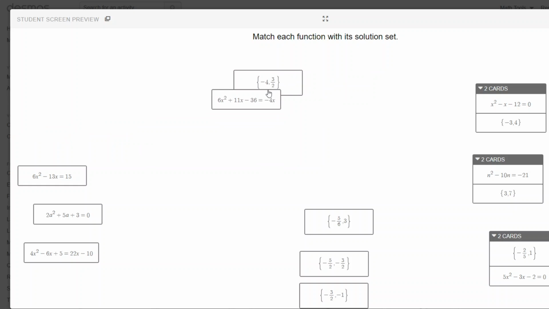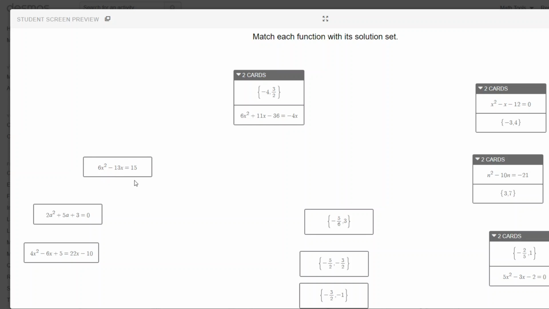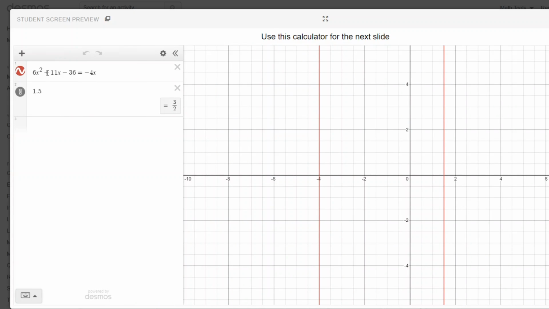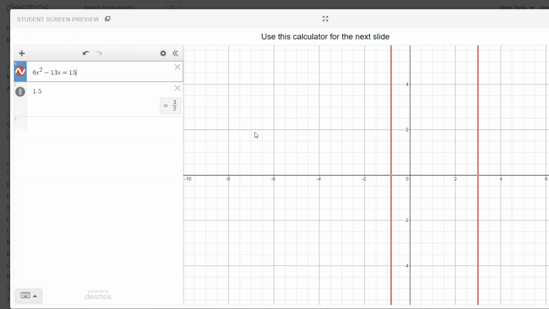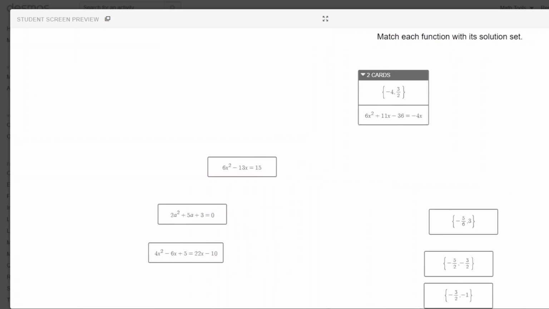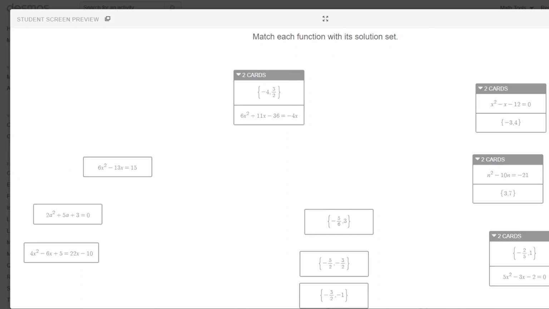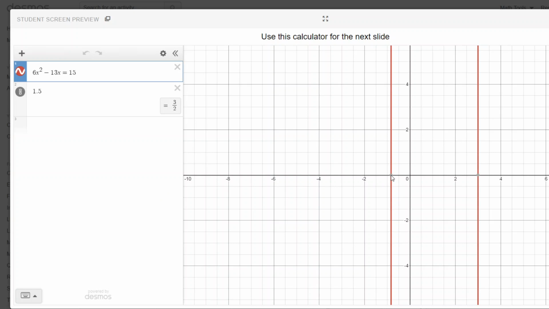-4 and 3/2. And I think at this point you could probably go ahead and try some of the other ones. This one might prove slightly problematic. I think this is this one here, so I'm going to go ahead and do this one. 6x squared minus 13x equals 15. Let me just check that's correct. Yep, that is good.